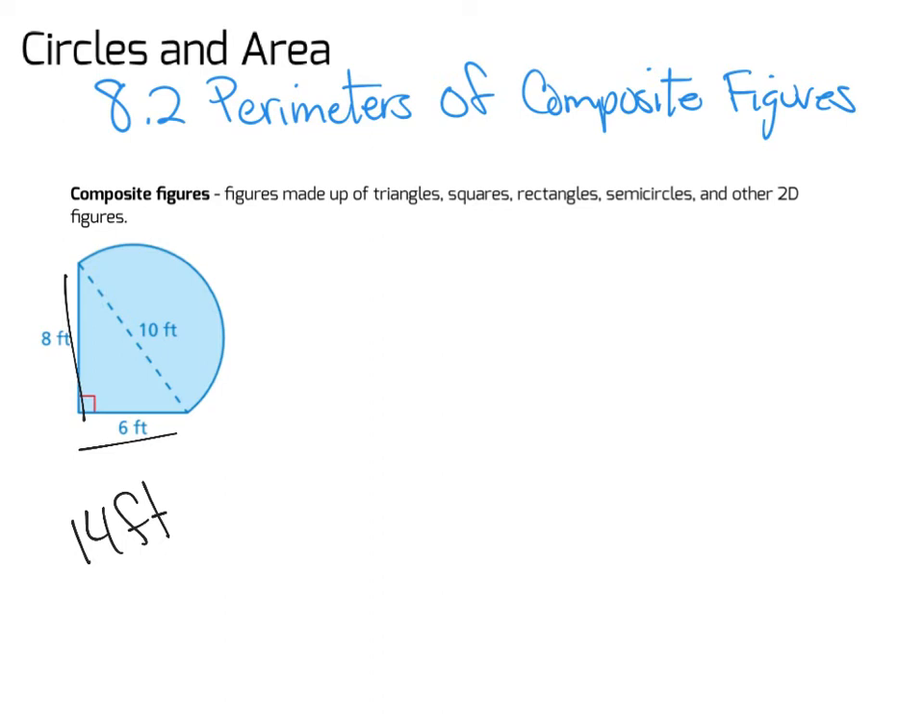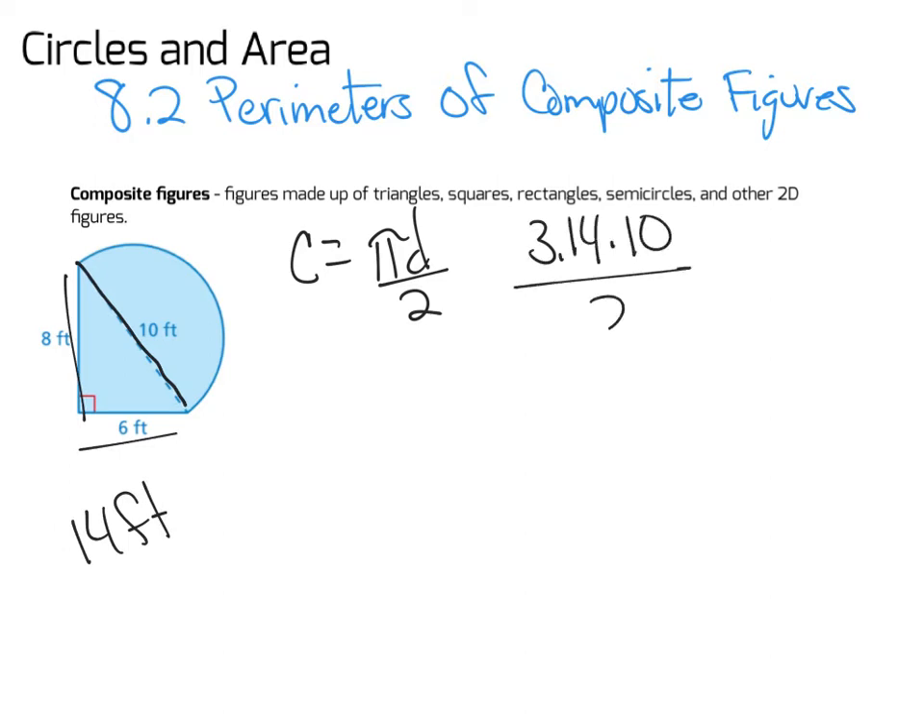I know from 8.1 that to find the circumference of a semicircle, I have to do pi times diameter and then divide by 2. Well, the diameter is 10. Our figure shows us that. So we're going to take 3.14 times 10 and then divide by 2. When I put this in my calculator, I get that the circumference is 15.7.